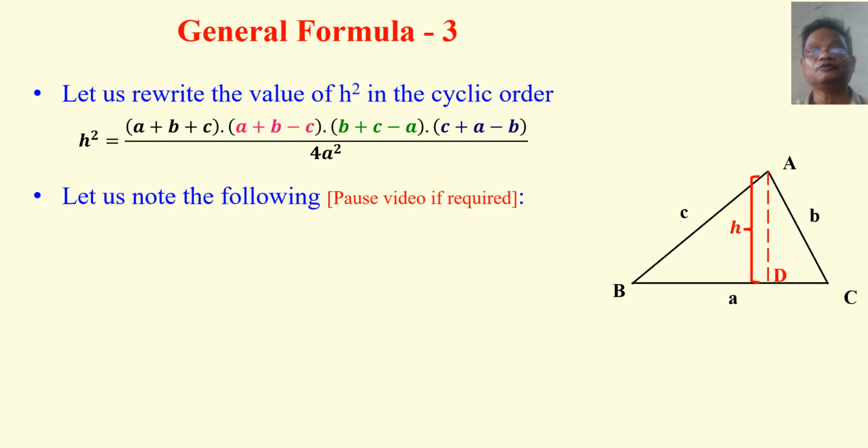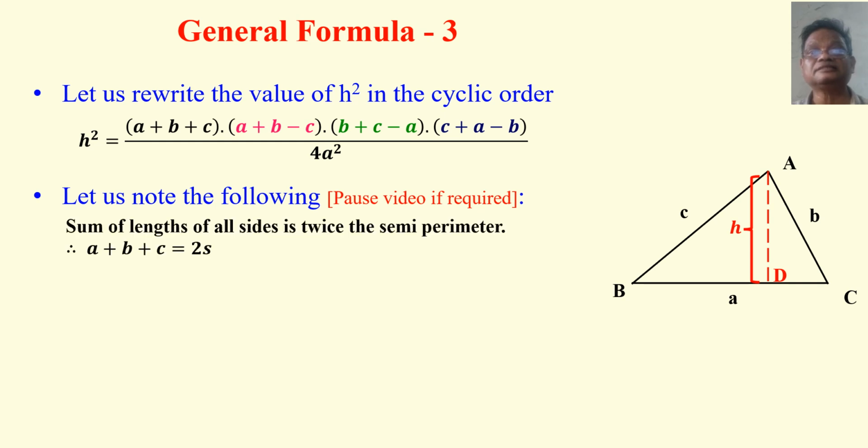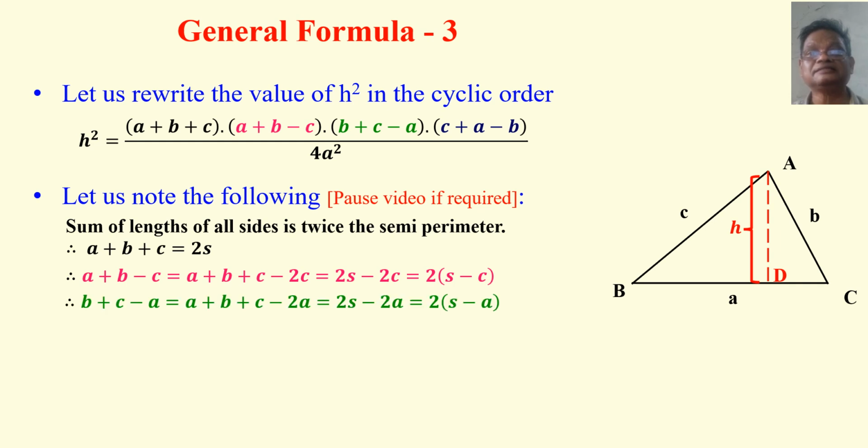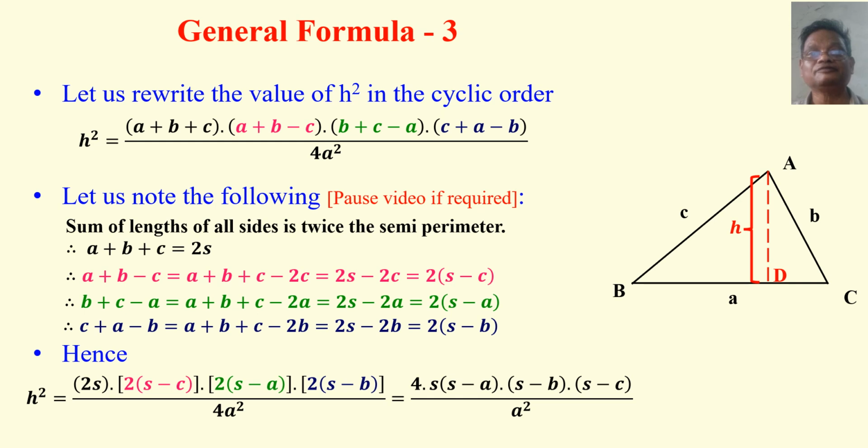Let us note the following, and I will be brief here. Sum of the lengths of all sides is twice the semiperimeter. Hence, a plus b plus c is equal to 2s. a plus b minus c is equal to twice s minus c. b plus c minus a is equal to twice s minus a. And c plus a minus b is equal to twice s minus b. Hence, h squared finally becomes 4 into s minus a into s minus b into s minus c divided by a squared.